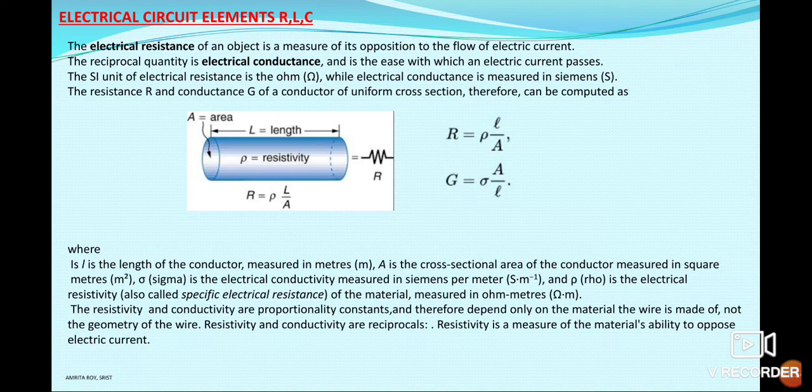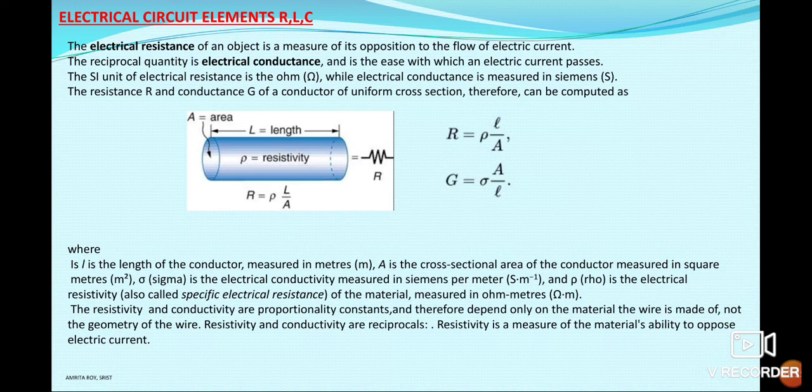Electrical circuit elements R, L and C. The electrical resistance of an object is actually the measure of its opposition to the flow of electric current. The reciprocal quantity is electrical conductance and is the ease with which an electric current passes. The SI unit of resistance is ohm, while electrical conductance is measured in Siemens. The resistance and conductance of a conductor of uniform cross section therefore can be computed as R equals rho into L by A and G equals sigma into A by L.